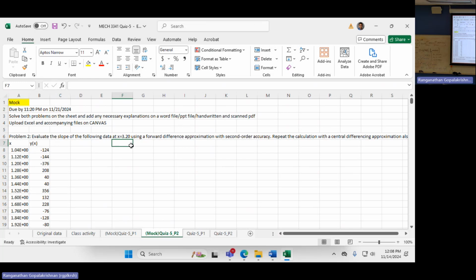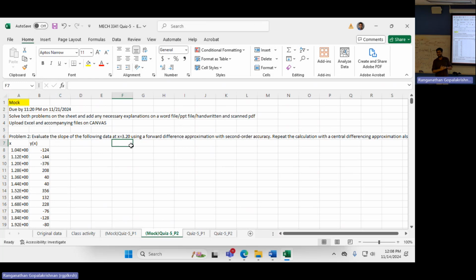The second derivative? First derivative, second order accuracy. This is going to be bad. I'm telling you, on Tuesday when you take the quiz or the exam, you guys are going to struggle. You have no idea what I'm talking about.